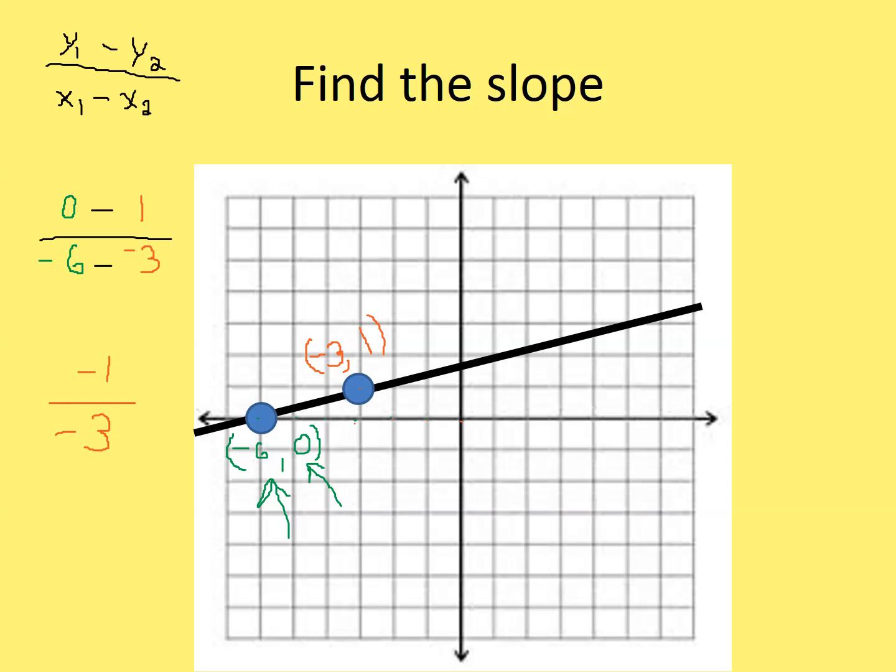Negative 1 over negative 3 is the same as 1 over 3. That gets us our positive slope that we said we would get at the beginning. We said this line goes up from left to right, so positive 1/3 should make sense.